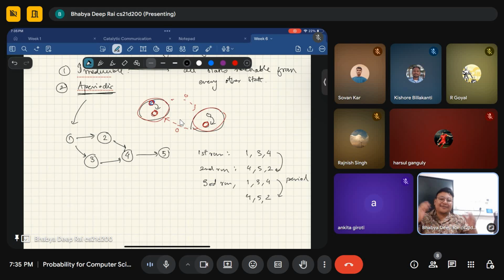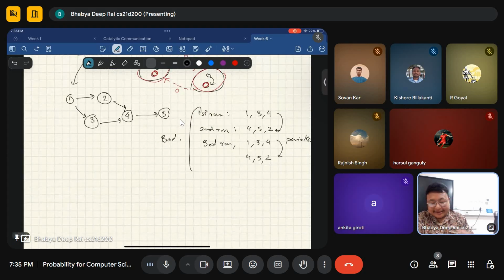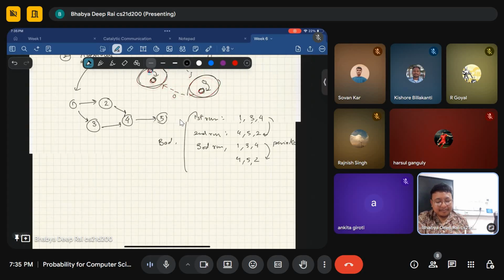Your Markov chain is never going to stay in a single distribution. It's going to flip over and over again. This is called periodic. You want to avoid this. This is bad. This is periodic with a period of 2. So this is something you want to avoid. So you want an aperiodic Markov chain.